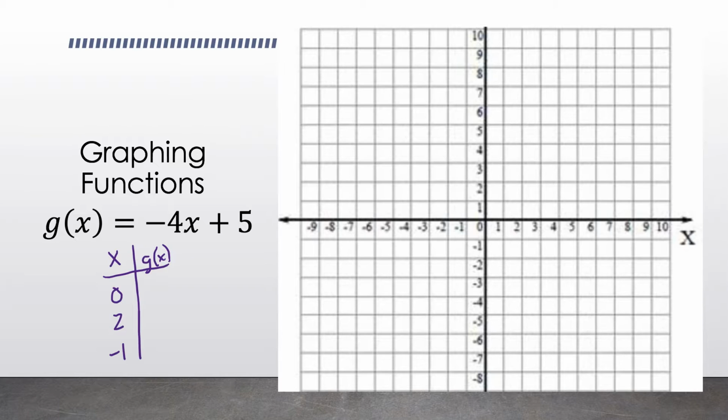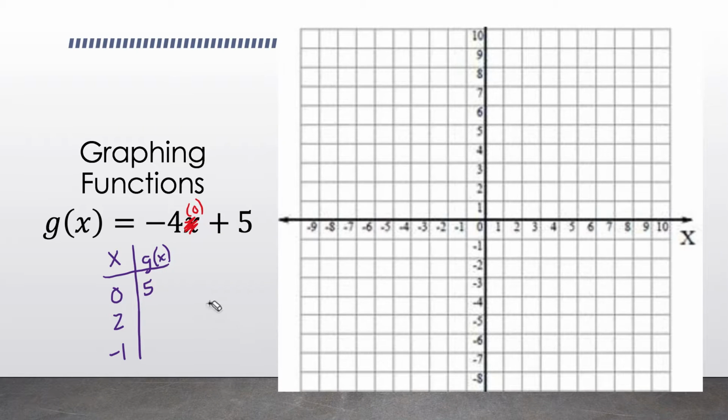We're going to evaluate the function at 0, which means that in place of this x, we're going to put a 0. So we'll have negative 4 times 0 plus 5. Remember, your multiplication comes first, so negative 4 times 0 is still going to be 0. And we're going to add 5. So we know that that is going to give us a value of 5 for an x of 0.